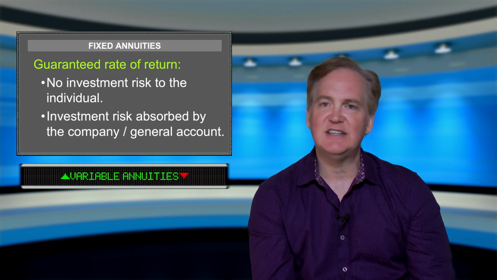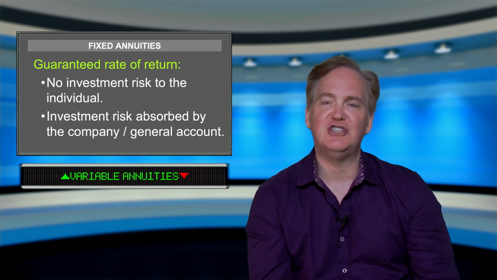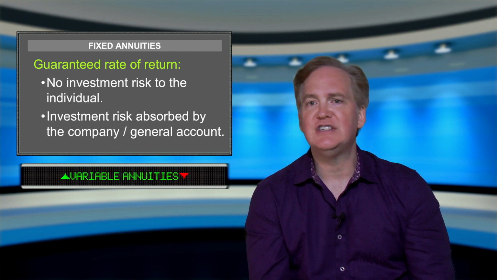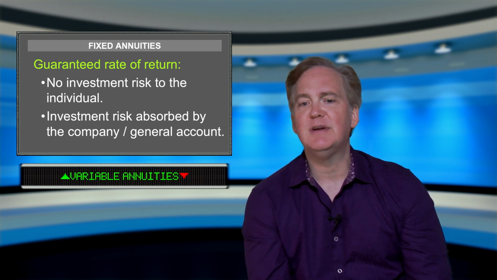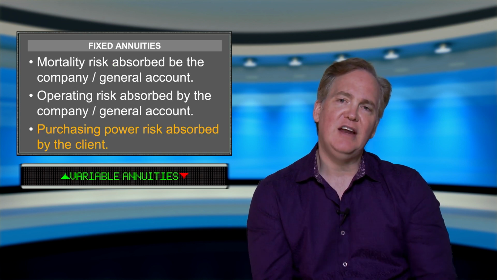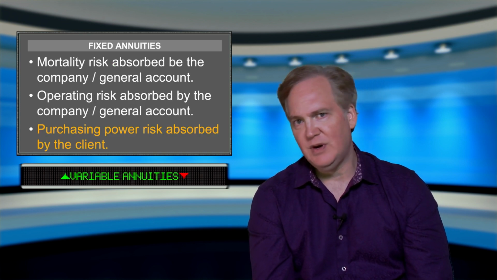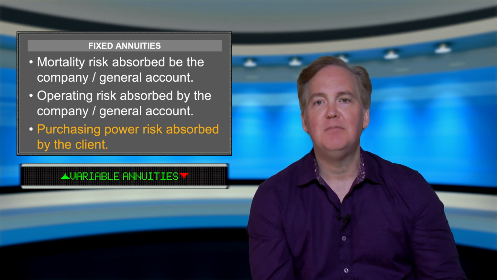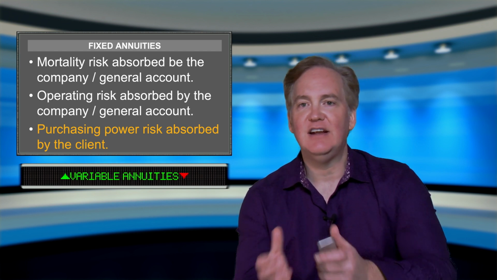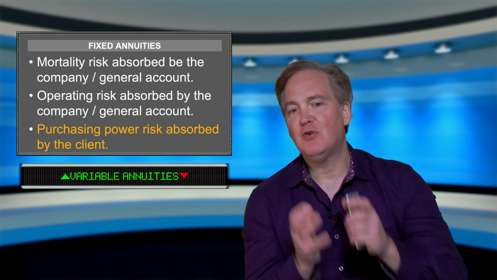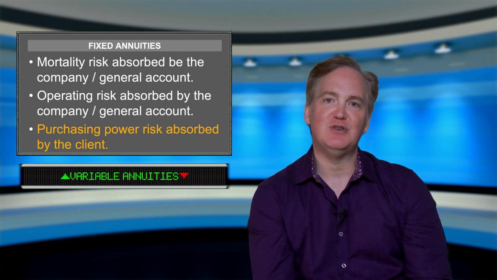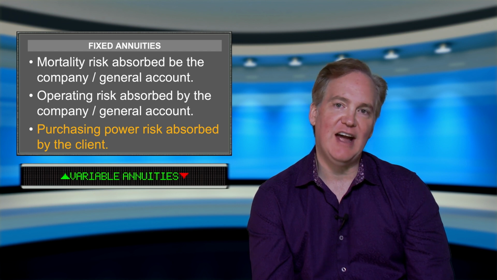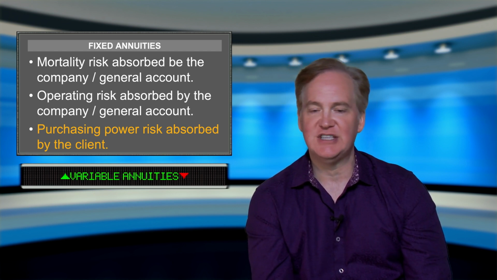Money invested in a fixed annuity contract goes into the insurance company's general account and is used to purchase conservative things like mortgages and real estate and perhaps even some government bonds. The mortality risk associated with an annuity contract is that the individual is going to live much longer than the insurance company predicted. The mortality risk, therefore, is absorbed by the insurance company, and they deduct a fee from the general account to help pay for that risk.